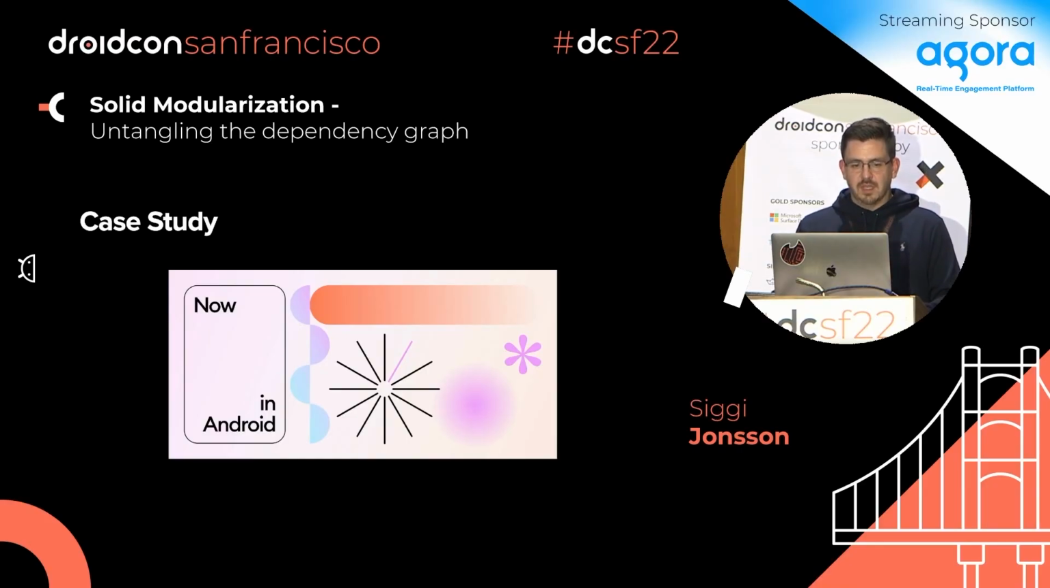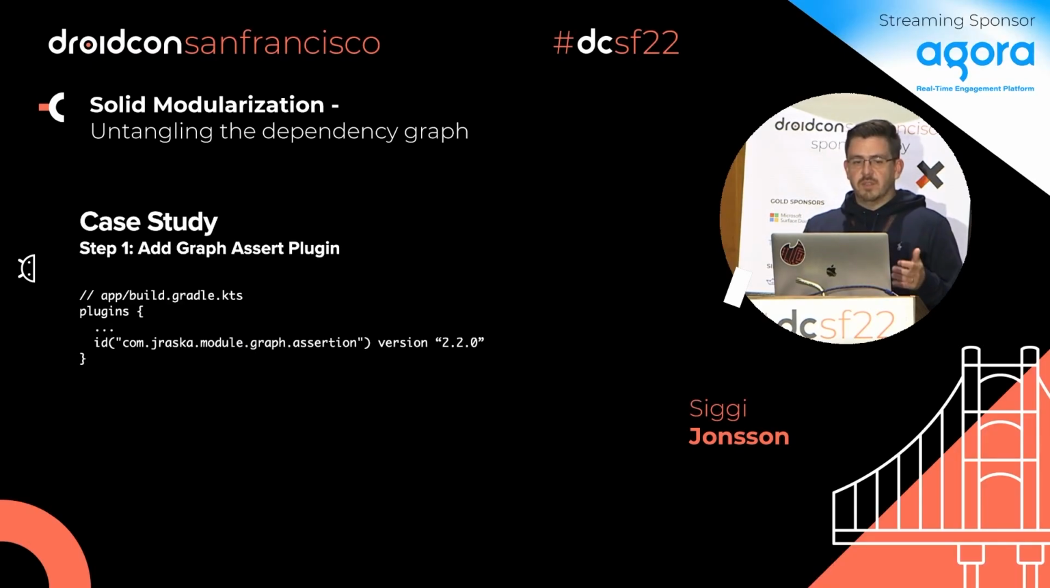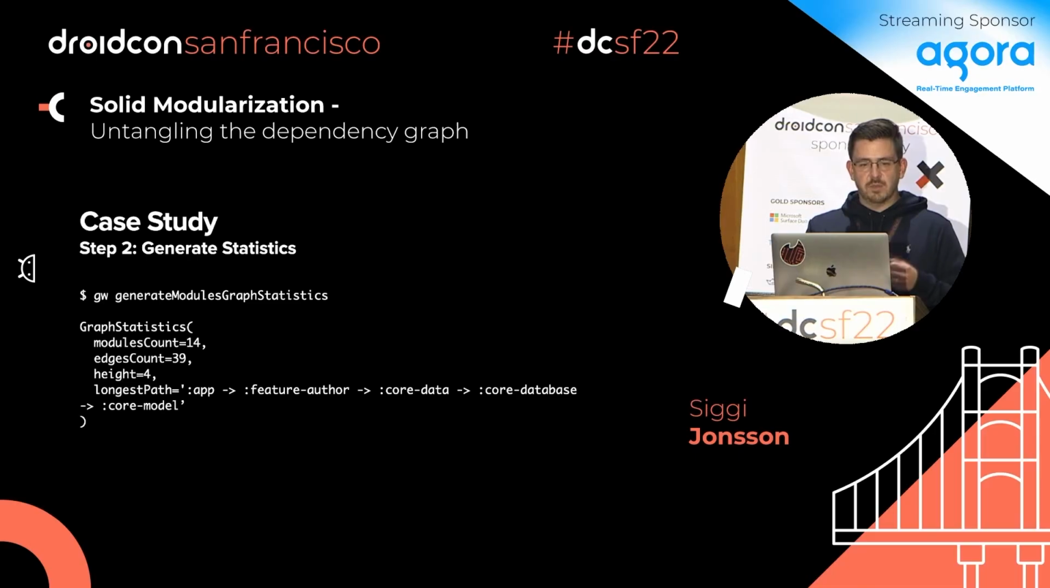And if you haven't checked this library out already, I'd highly recommend it. It has some great Compose examples and other good practices, as well as being pretty heavily modularized, which made it a good candidate for our case study. So the first thing we do is apply the graph plugin, adding it to the build.gradle file. Step 2 is generating the statistics.